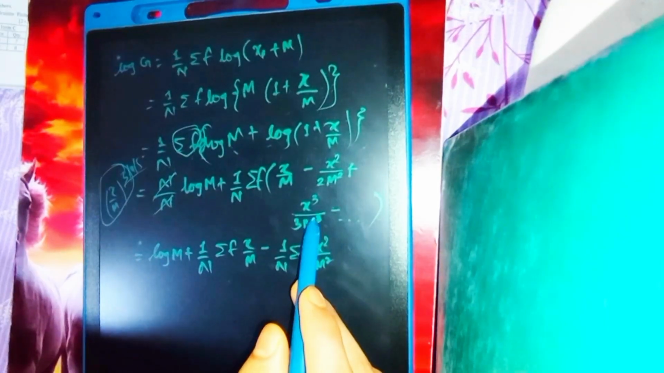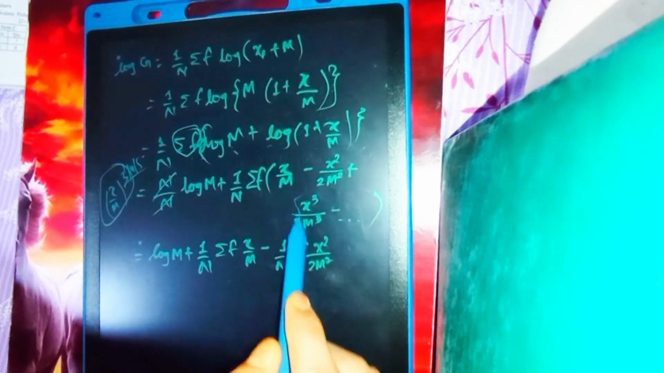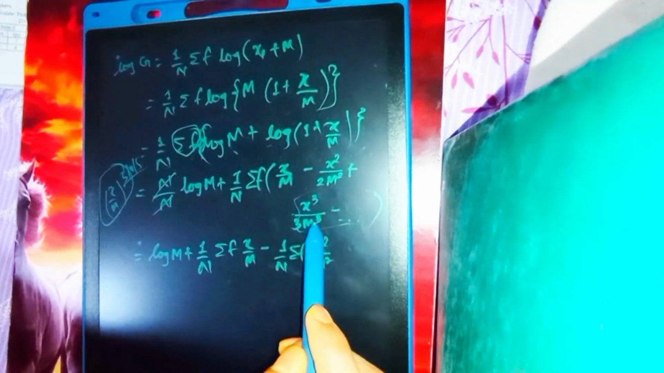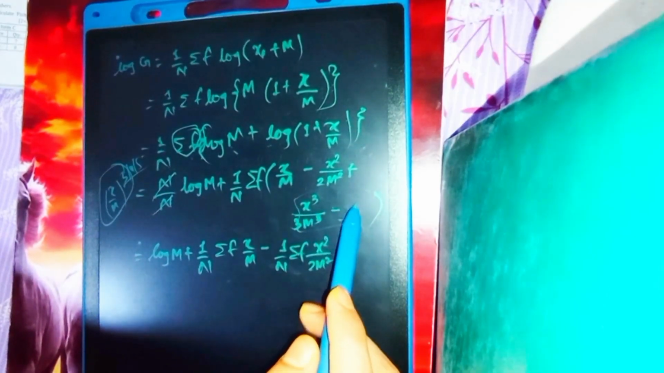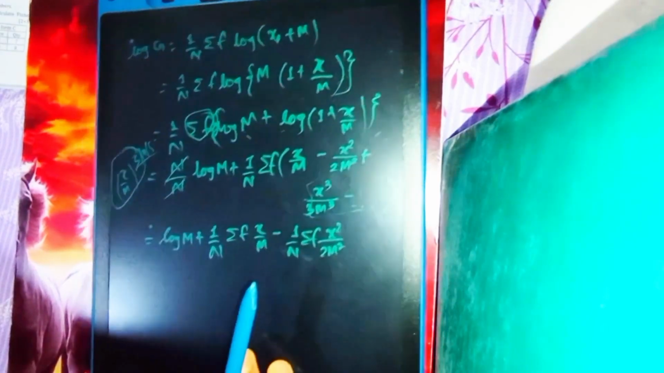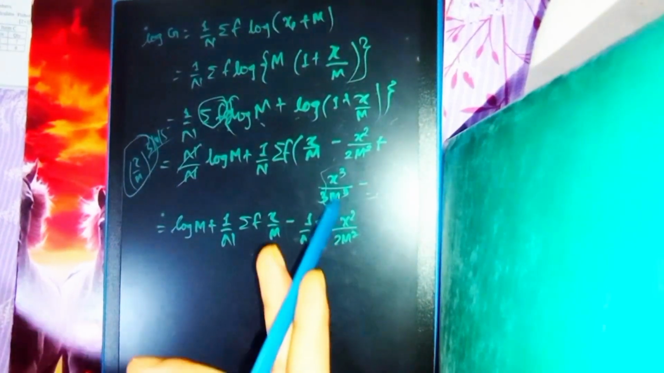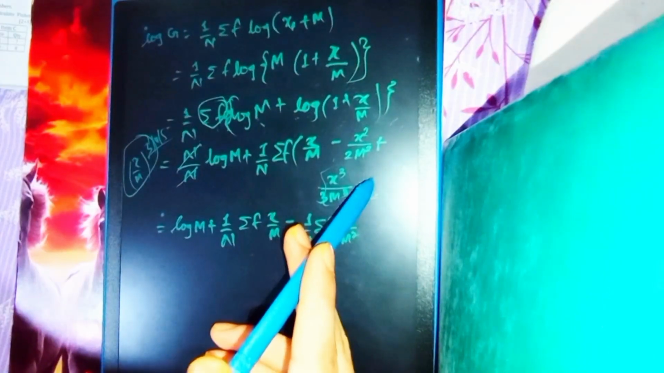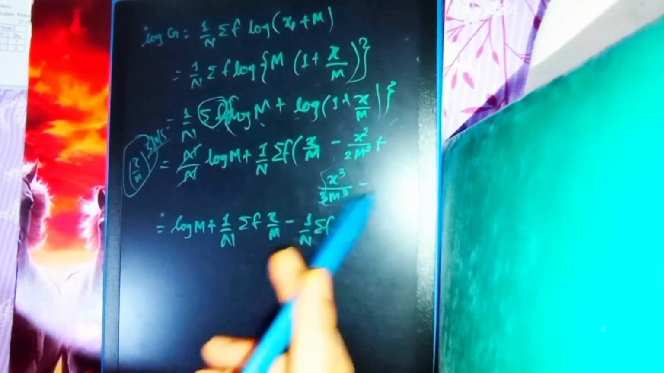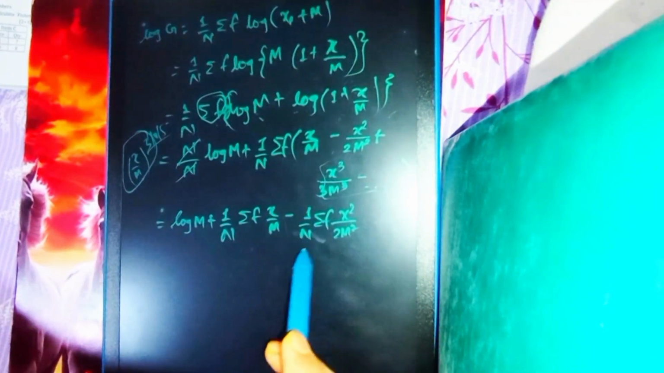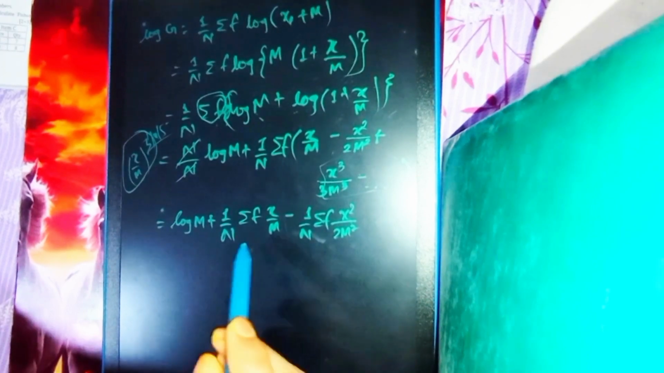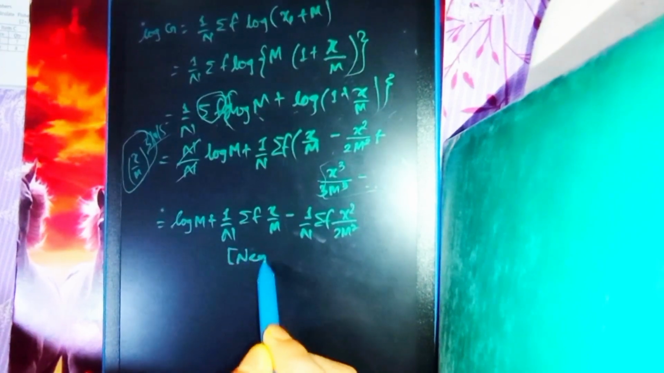But this term we can neglect. We can neglect all this power cube, (x/m) power cube, and (x/m) power 4, which will be another term. So we can neglect all those things from the third term. You can just write the function of x by m, and you can say we neglected higher terms. Neglecting the higher terms, you can write here.